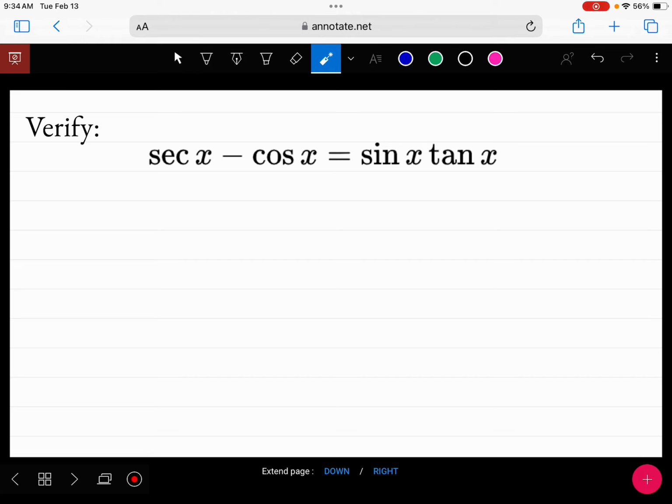All right. So we have secant x minus cosine x, and we would like that to equal sine x times tangent x. And like I said, last one. This is the last.